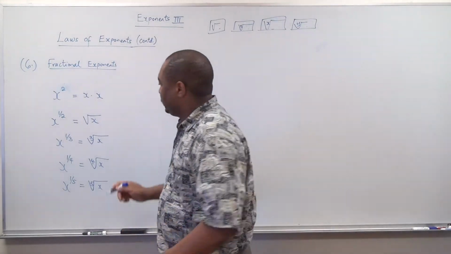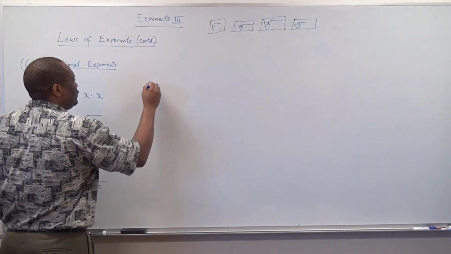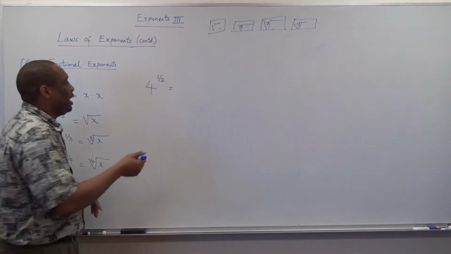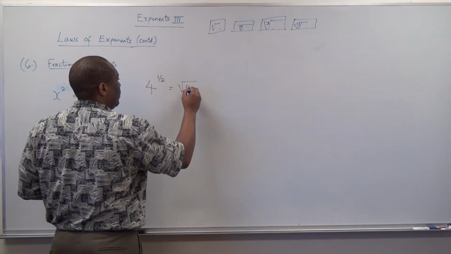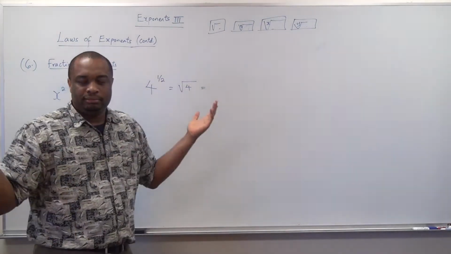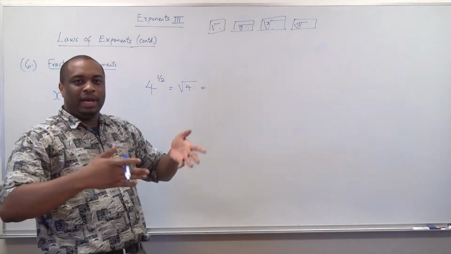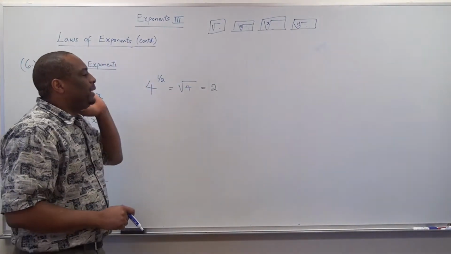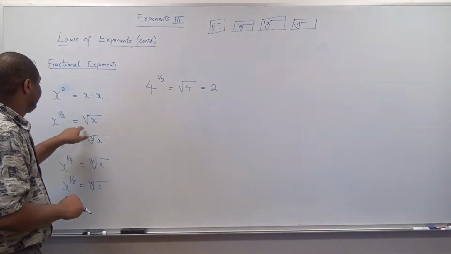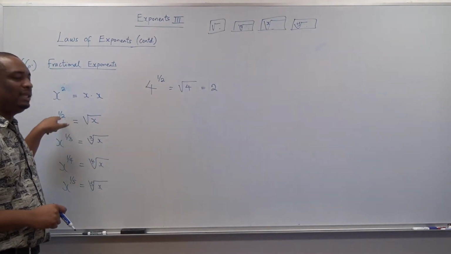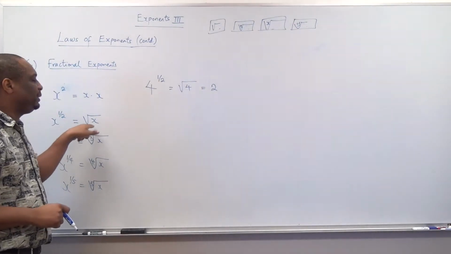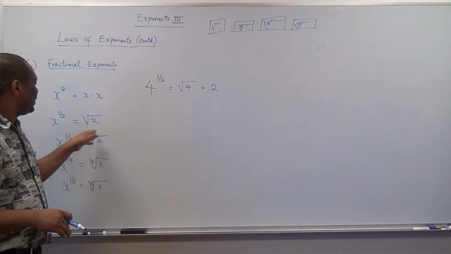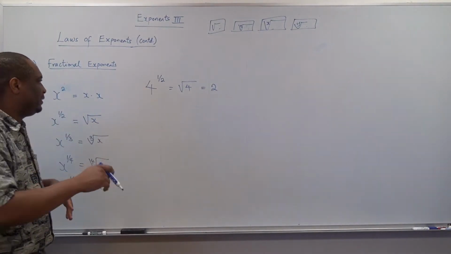Let me tell you something interesting. If you have 4 raised to power 1 over 2, that means the square root of 4. Of course, you will know it immediately, even without looking at your calculator. You know it's 2. But how do we know this? Let me tell you why we say that x raised to power half should be the square root. I'm going to prove it to you now, and why x raised to power 1 over 3 should be the cube root, and the rest of them.